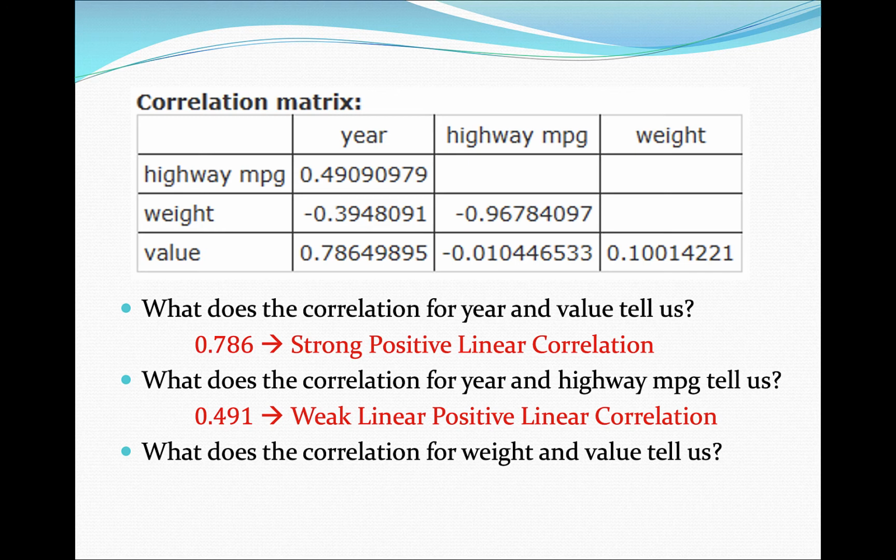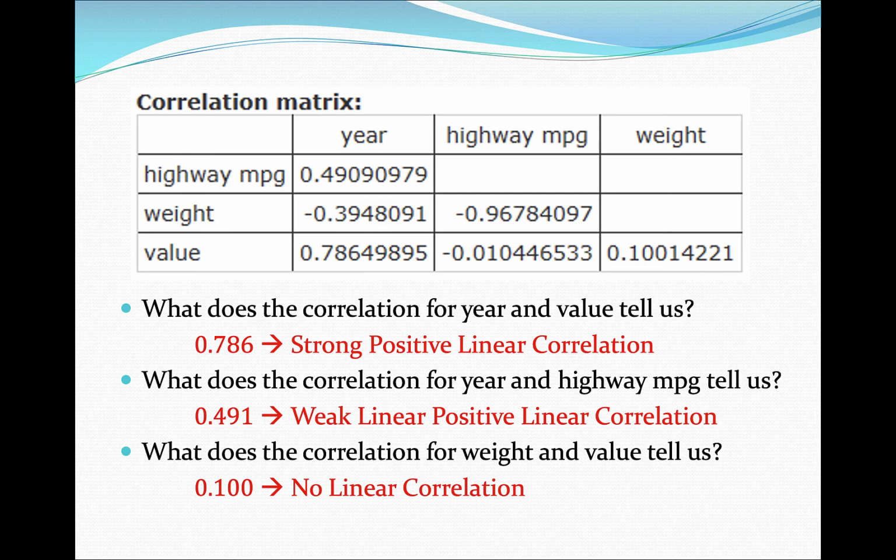What does the correlation for weight and value tell us? If we look at weight and value, you can see that that is 0.100. Since that is below 0.3, essentially there is no linear correlation there. Technically there could be some other kind of relationship that's not linear, so you want to be careful. Don't just say there's no correlation. We're specifically measuring the linear relationship, so when you get something below 0.3, make sure you say no linear correlation.